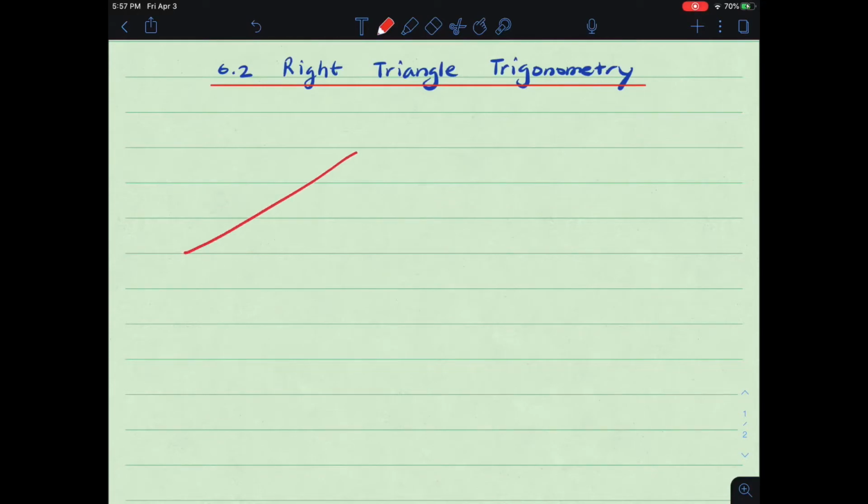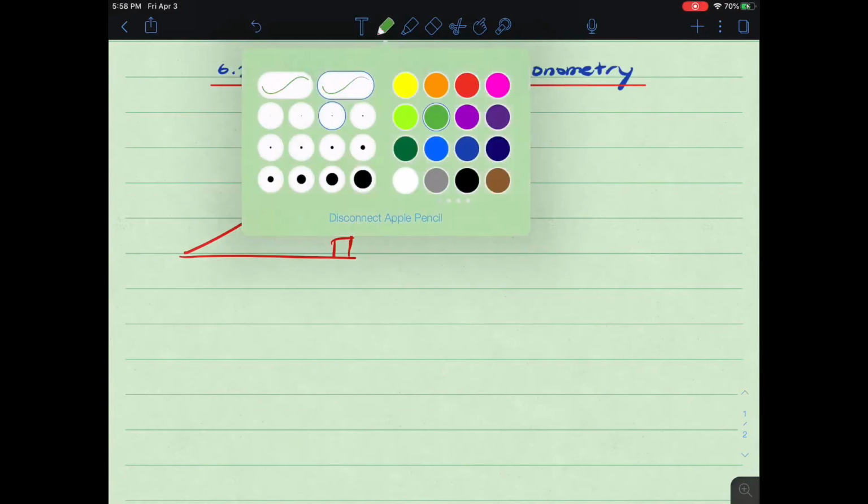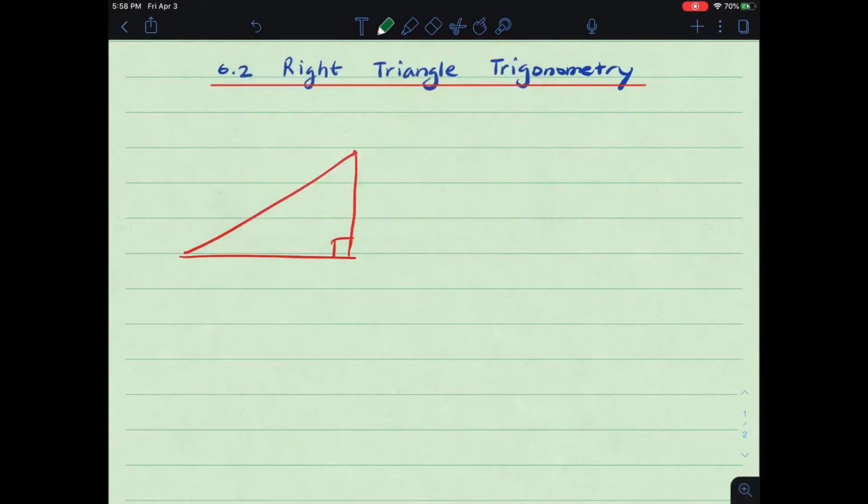So we're going to be looking at a right triangle. And I'm going to define the side lengths to be A, B, and C. If you remember, C is the length of the hypotenuse. The hypotenuse is the longest side of a right triangle, and if you notice, it is the side opposite of the right angle. A and B are what we call the legs of our right triangle.